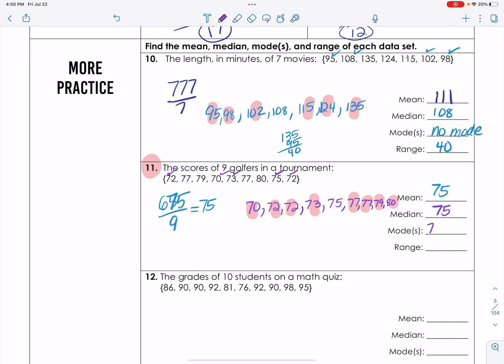This version helps me see the mode because I can see it's 72 and 77, and the range is 80 minus 70 when it's in order. So honestly, putting it in order is very helpful.